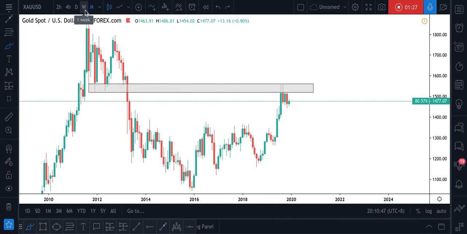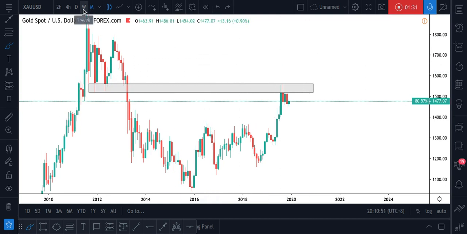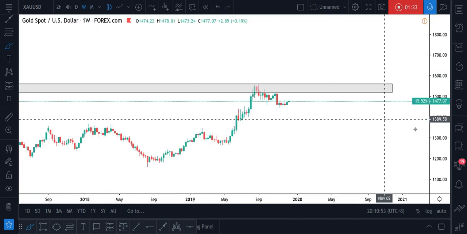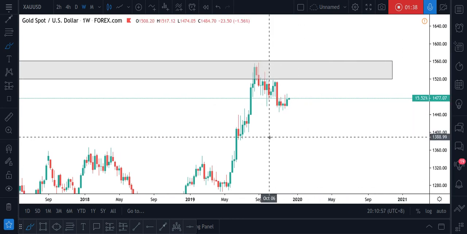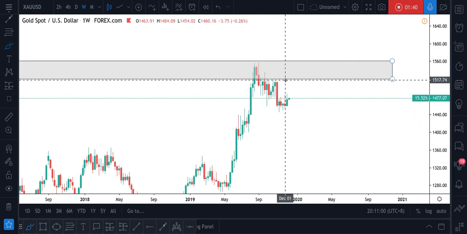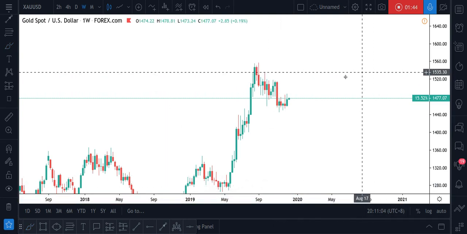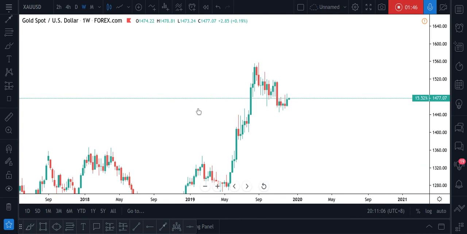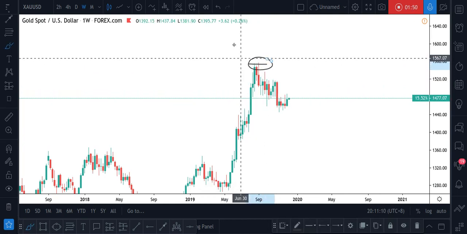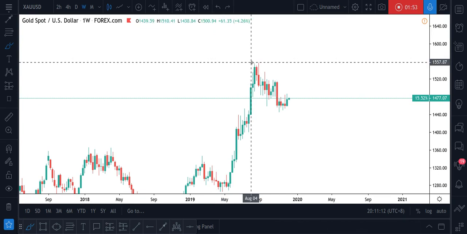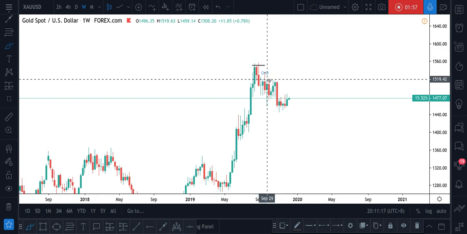Now let's go down to the weekly time frame, where I will show you exactly what I mean. Let me clean up our chart. So basically what we have on gold is this area over here, which was the last strong resistance area, and after it the market started to create lower highs on the weekly time frame.